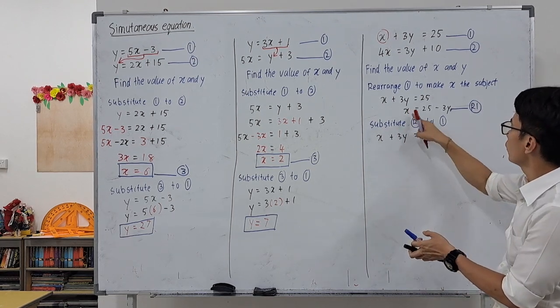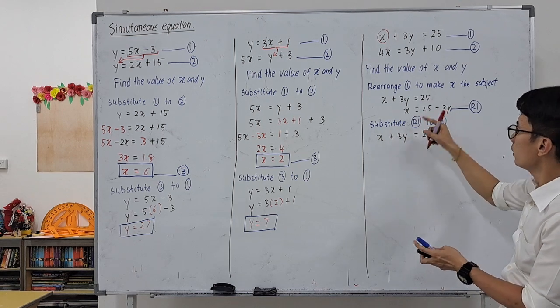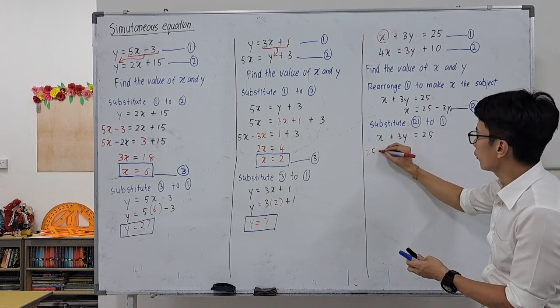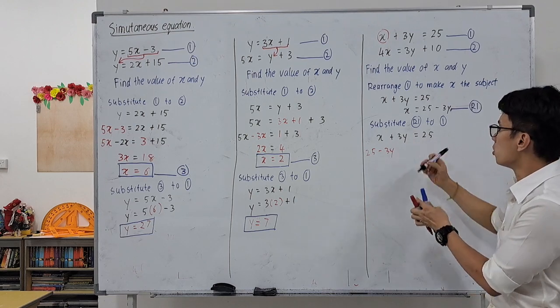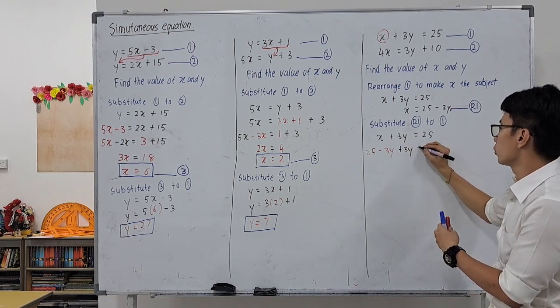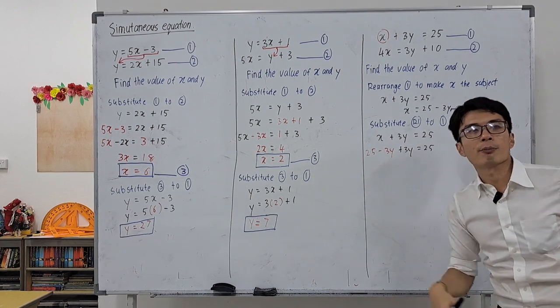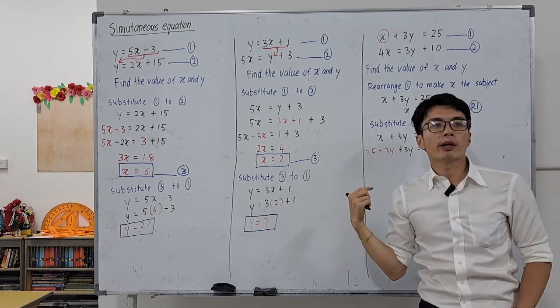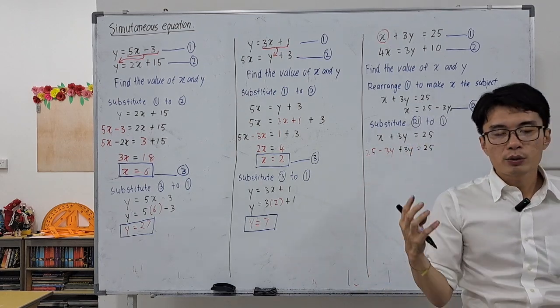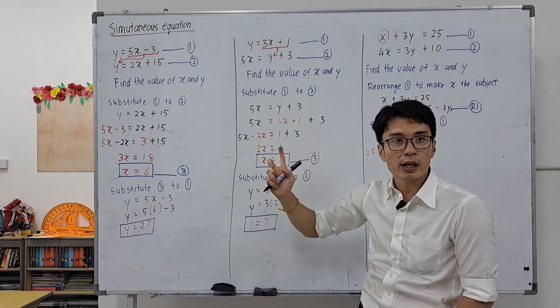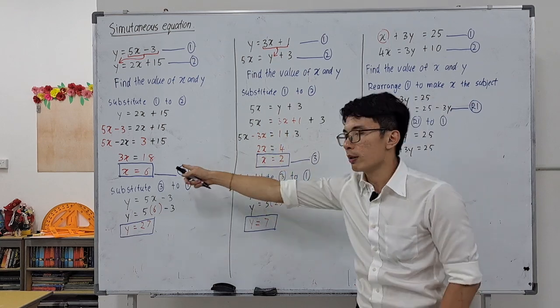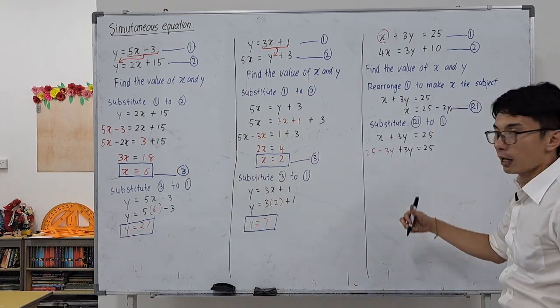And my x value right now, this x is going to become this. That's going to be 25 minus 3y plus 3y is equals to 25. So let's see what's going to happen, because what's the reason why I want to substitute all these things in? The reason why I want to substitute is to eliminate one of the unknowns so I can find one of them first, correct or not? But let's see what's going to happen here.